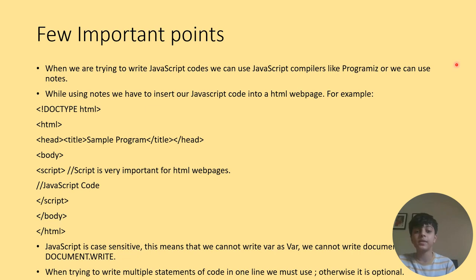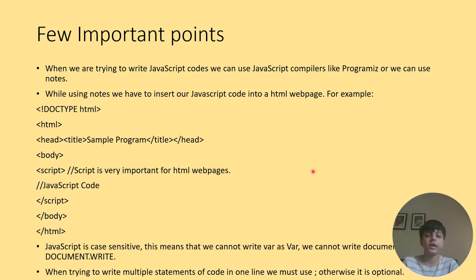So you need the HTML skeleton, which is doctype HTML, then HTML. Then comes your head and body. In the head, it's an optional choice to put the title. Then in body, we must put the script tag. Now, script tag is very important for JavaScript web pages because it shows the computer that you are trying to embed JavaScript code into an HTML web page. Then you insert your JavaScript code, you end the script, you end the body, and you end the HTML.